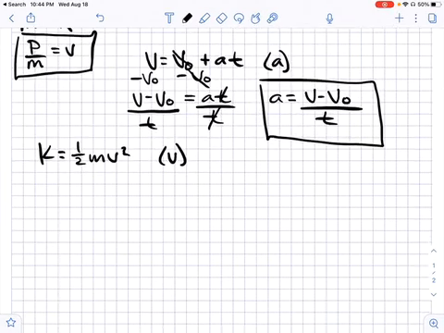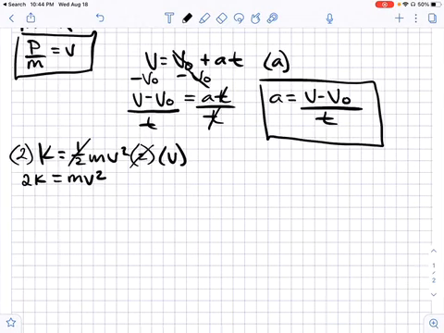So we have 1/2 times the mass. To get rid of the 1/2, we'll multiply both sides by 2, because 2 times 1/2 is just 1. But we have to do that to both sides. Let's cross out that, because that cancels. We can rewrite it. 2k is equal to mv squared.